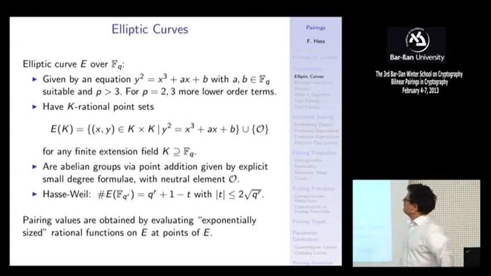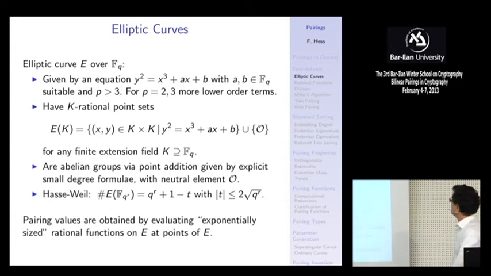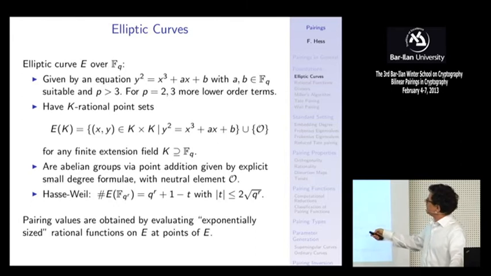Then, K is now a field containing F_q. Then there's the set of K-rational points. This is just all tuples x, y where the coordinates satisfy the elliptic curve equation. And then one adjoins, in a technical manner, a formal element at infinity, which is called O. It's kind of a symbol. And this can be done for any extension field K of the finite field, so we get different point sets.